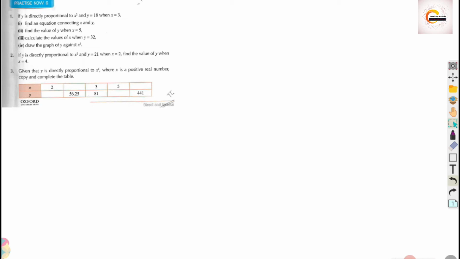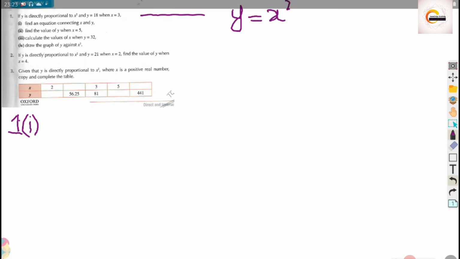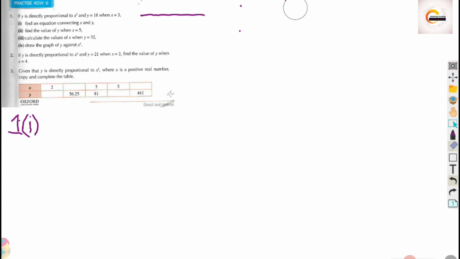So now the practice question, part 1. It says if y is directly proportional to x square, let me write down the relationship as y is directly proportional to x, oh sorry, if y is directly proportional to x square, now the algebraic expression for the direct proportional relationship is y equals kx square, let's call it 1.